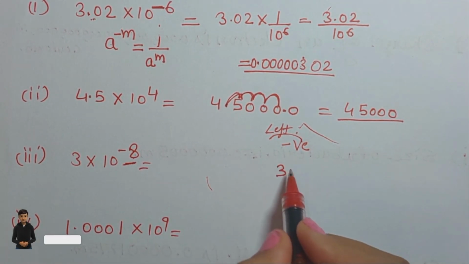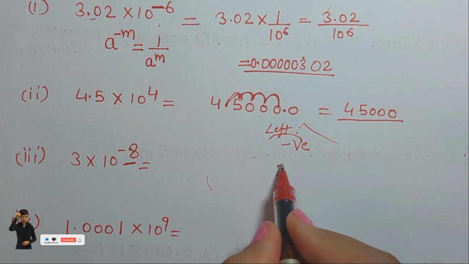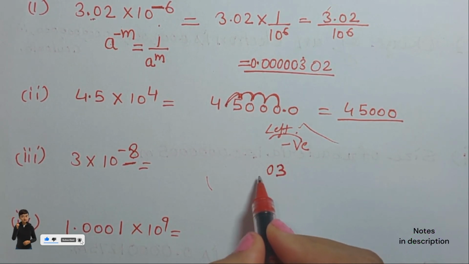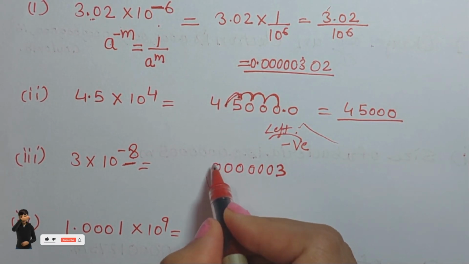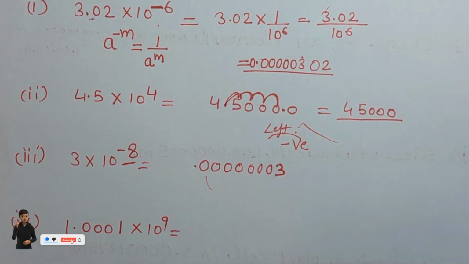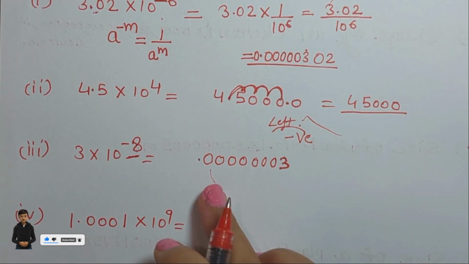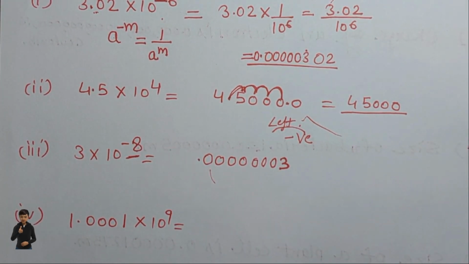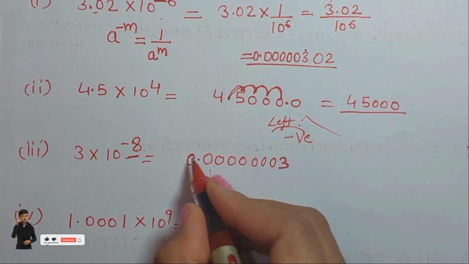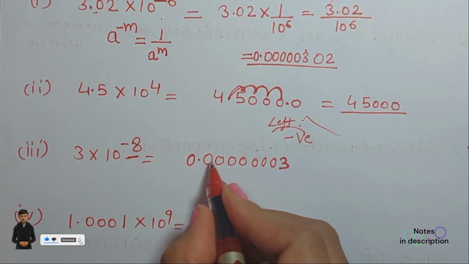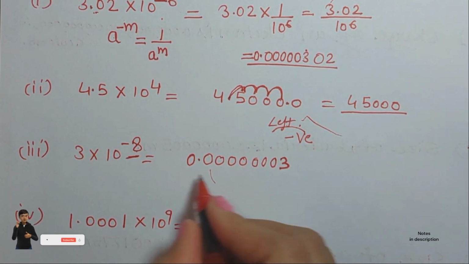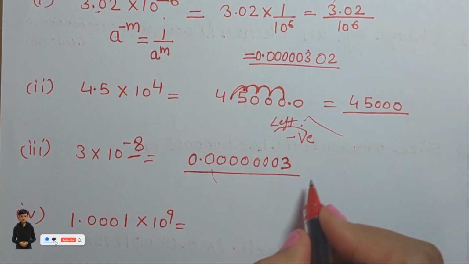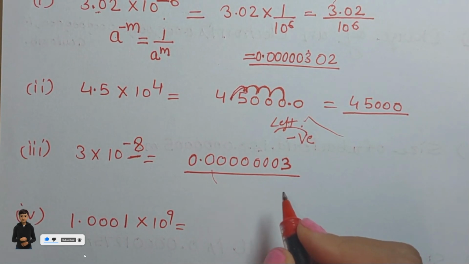So our first step is 3. 1, 2, 3, 4, 5, 6, 7, 8. First we will count these 8 steps, then we will put decimal point. So this is our answer. 0.00000003. Okay. So this is your answer. Understood? I hope आपको समझ में आ रहा है.